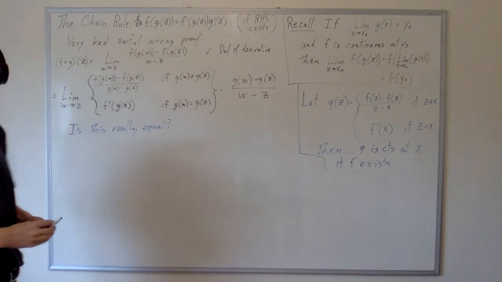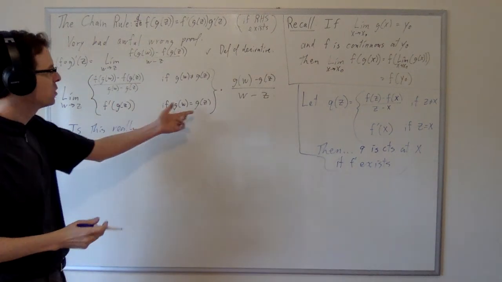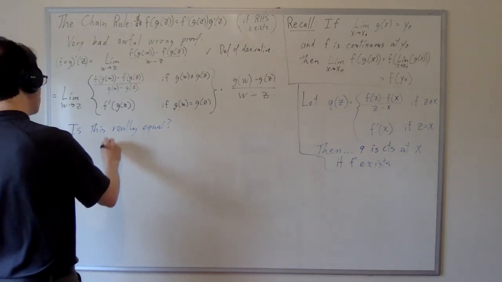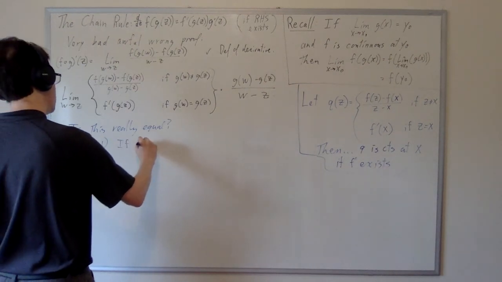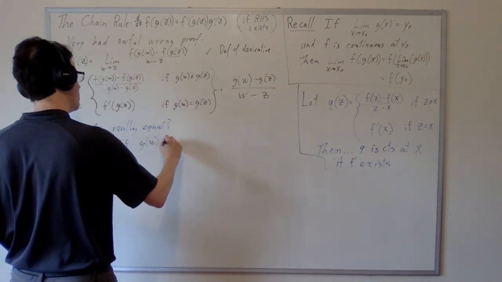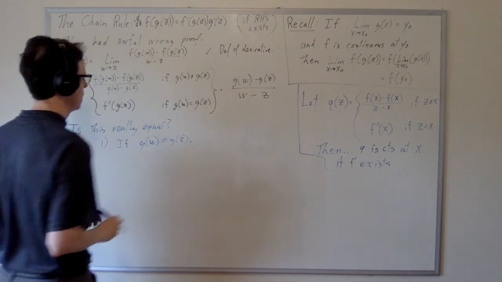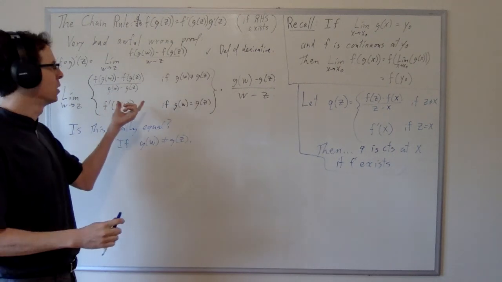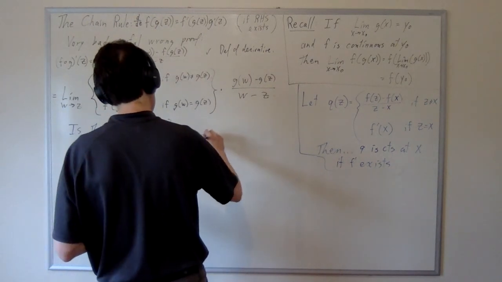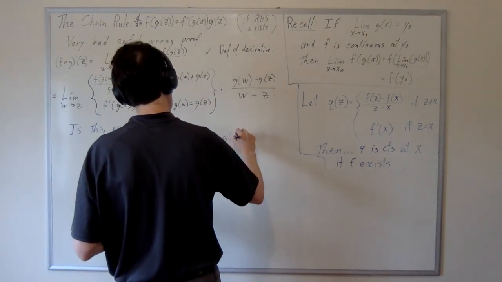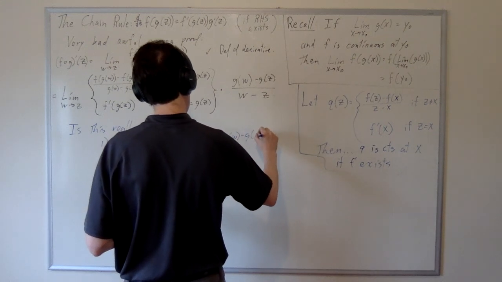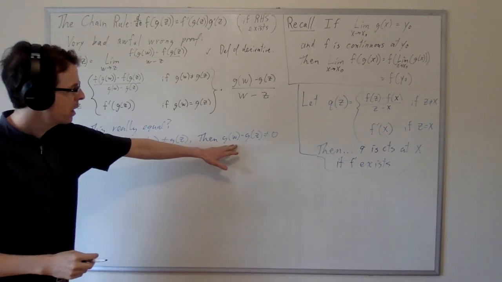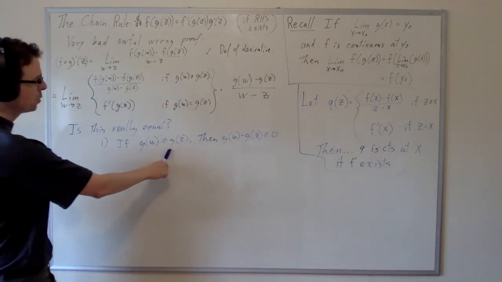So is this really equal? Well, there are two cases. The cases are if g of w equals g of z and if it doesn't. So the first case is if g of w is not equal to g of z. So in this case, the introduced denominator is not 0. So then g of w minus g of z is not 0.